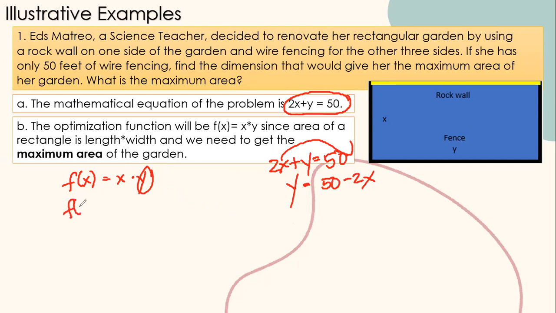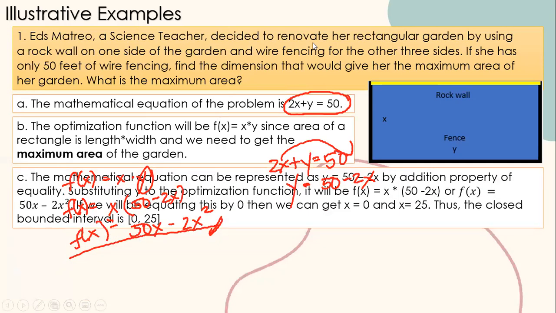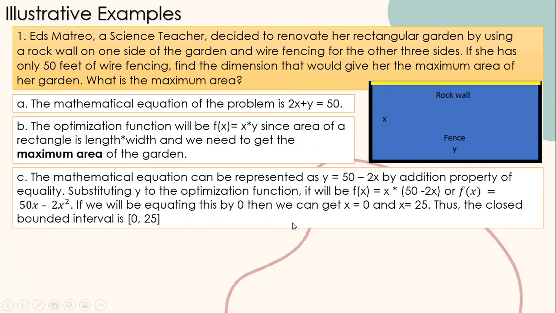Okay, so we have the new function x times 50 minus 2x. So f of x is equal to 50x minus 2x squared. So that is our function. So meron na tayong nabuong function. Okay? So third step, yun po yun.